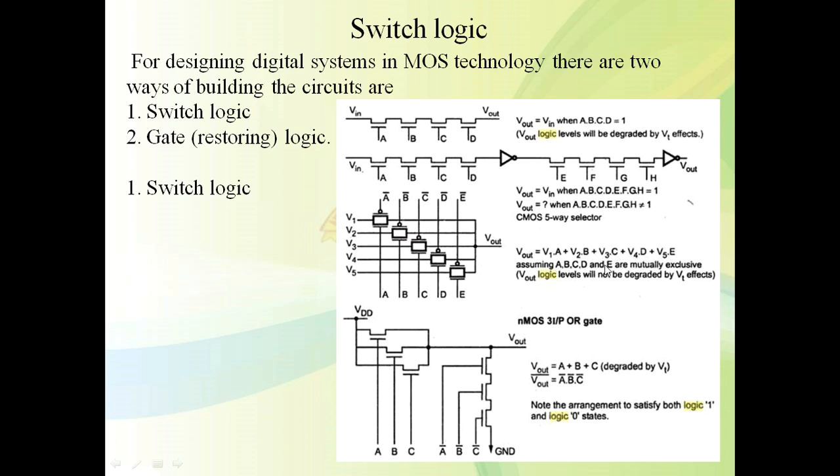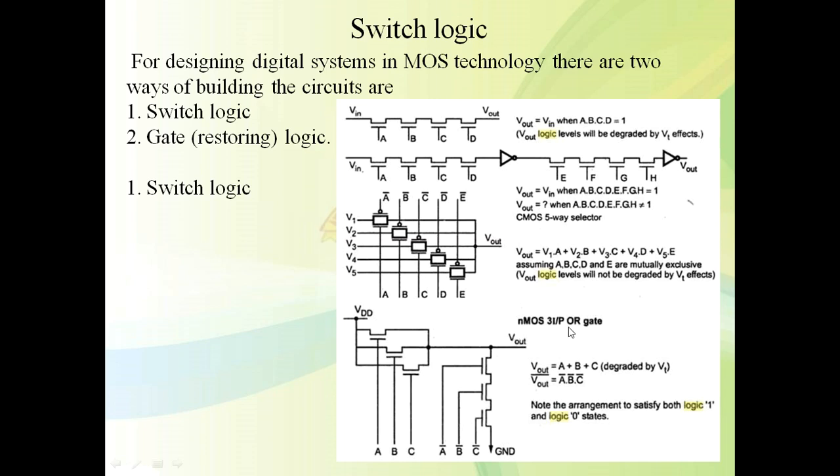Assuming that A, B, C, D, E are mutually exclusive, meaning at a time any one input will be on, V out level is not degraded in this case. So the transmission gate does not degrade the output level.